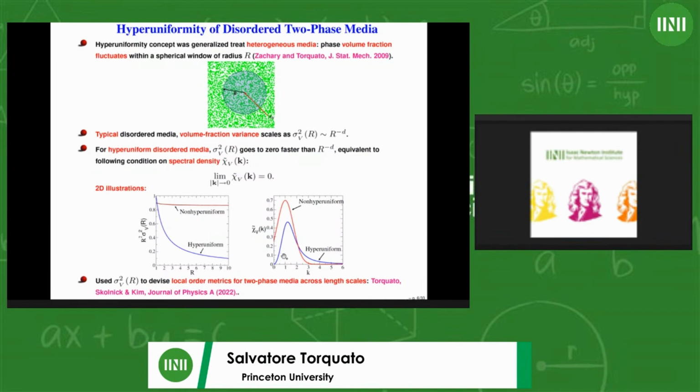Now, if anybody is interested, and I don't have time to talk about this, you can define local order metrics for two-phase composites. In other words, order or disorder on local length scales using this particular metric.